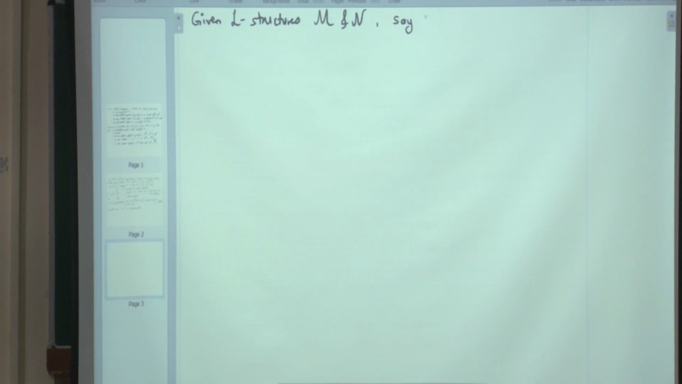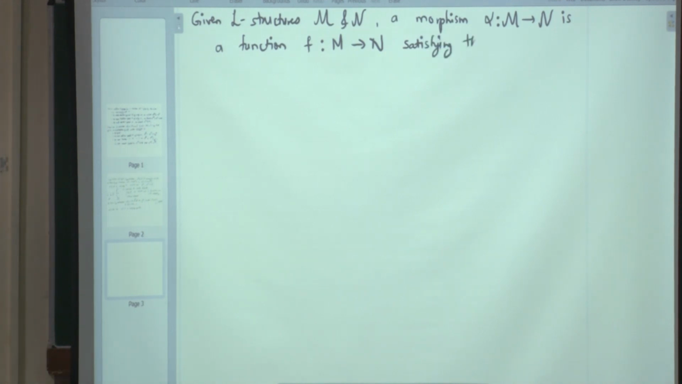a morphism alpha from M to N is a function f from the universe of M to the universe of N, curly N, satisfying the following data. First one, I mean it is a function, first of all, that I have said.